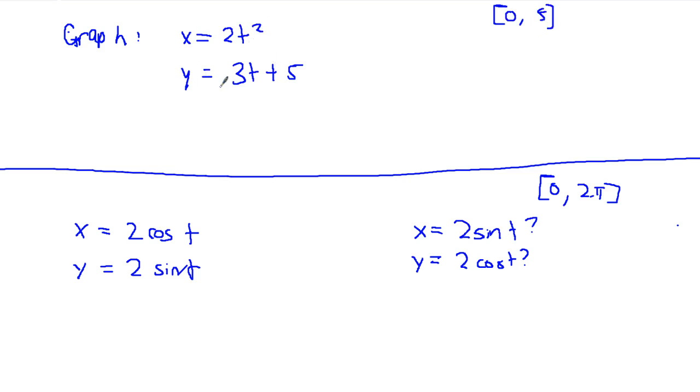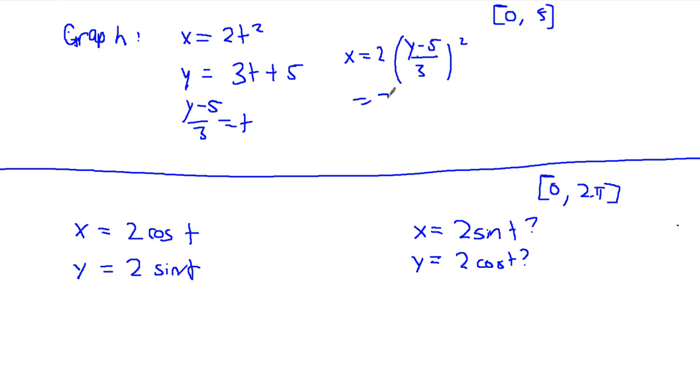So how do you graph? You can make a table of values, or you can just put x in terms of y. And that's what I'm going to do. This is y minus 5, and then over 3, and that's equal to your t. So t is equal to y minus 5 over 3. Now I can put this in here, x equals 2 times y minus 5 over 3, and take this all squared.